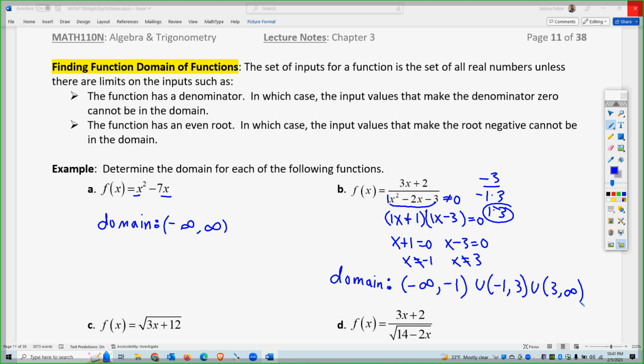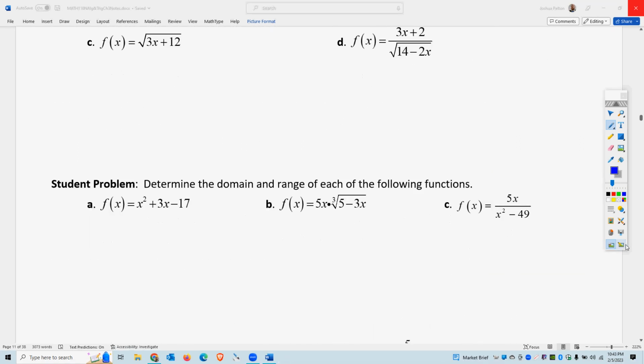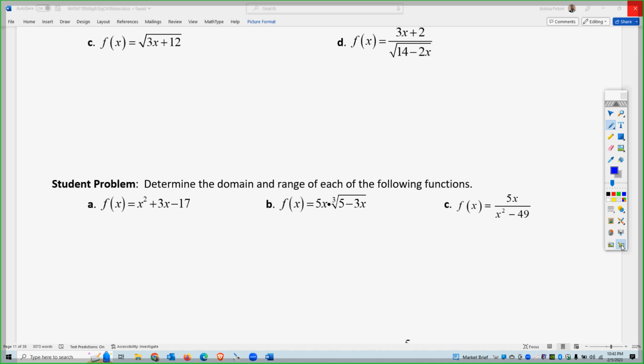Okay, let's try C and D. All right, so C has an even root, a square root, and you cannot take the square root of a negative number. And therefore, 3x plus 12 must be greater than or equal to 0, because it can be equal to 0, that's fine. So I'm going to subtract 12. So 3x is greater than or equal to negative 12, and if I divide by 3, x must be greater than or equal to negative 4, correct?